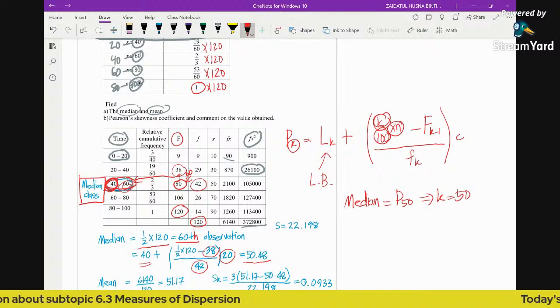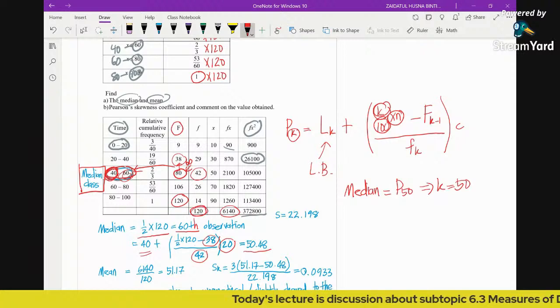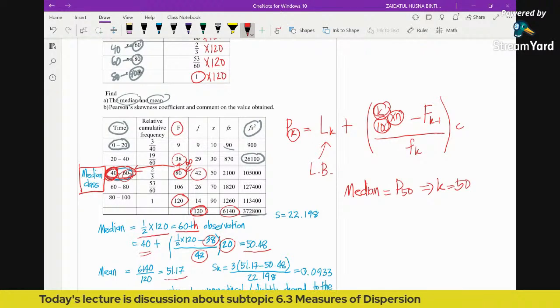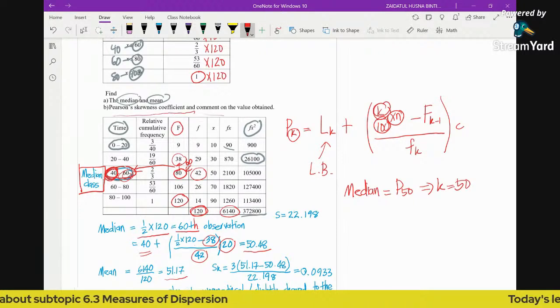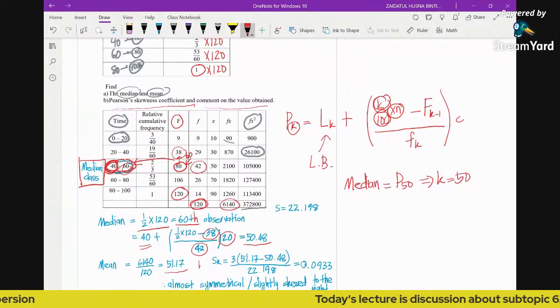And then how to find the mean? You just use the formula sum of fx divided by sum of f. So 6140 divided by 120, you will get this mean. Then find the Pearson coefficient of skewness and comment on the value obtained. So by using the formula, this is for the B part. This is for the A part.